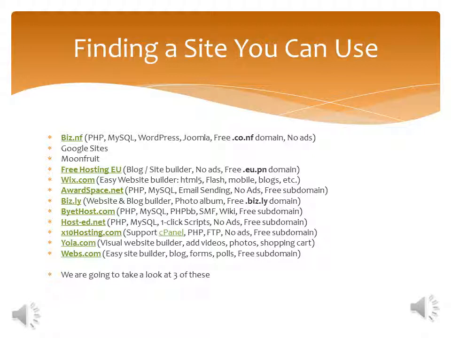Your buyathost.com, that's going to be with your Wikipedia and things like that. It'll be connected to that with a free subdomain. Your hosted.net, again, this is a one-click script, no ads, free subdomain. Your x10hosting.com has support, a cPanel, no ads, free subdomain. Your yola.com is a visual website builder. You can add videos, photos, shopping cart, but again, there is a cost to use that. Webs.com is an easy site builder. It's a blog, forums, polls, and things along those lines.